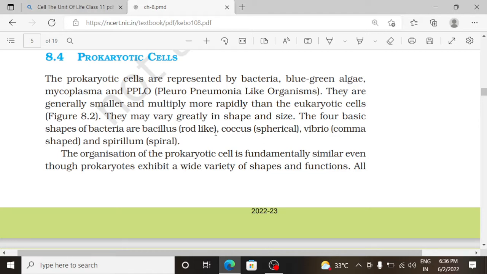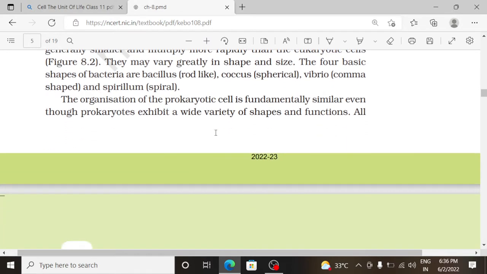They are generally smaller and multiply more rapidly than the eukaryotic cells. They may vary greatly in shape and size. The four basic shapes of bacteria are Bacillus, Coccus, Vibrio and Spirillum. Bacillus is rod-like, Coccus is spherical, Vibrio is comma-shaped, Spirillum is spiral. The organization of the prokaryotic cell is fundamentally similar even though prokaryotes exhibit a wide variety of shapes and functions.